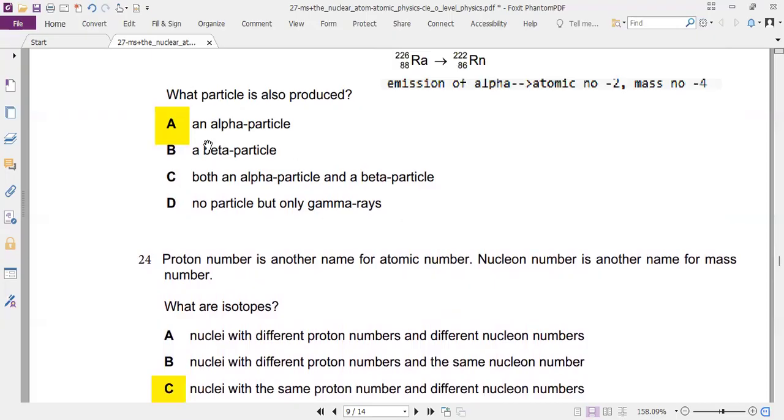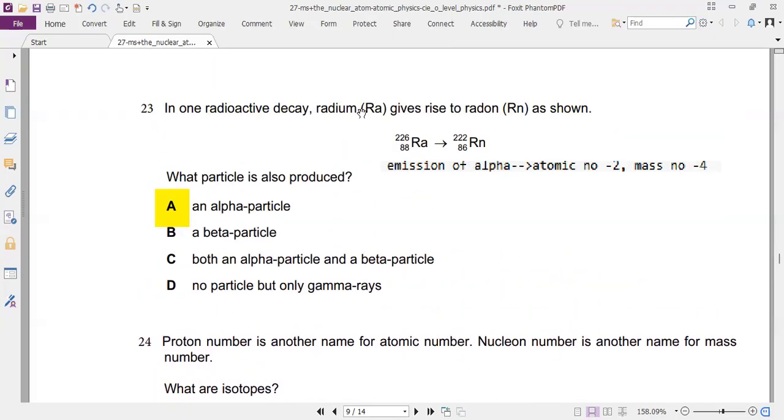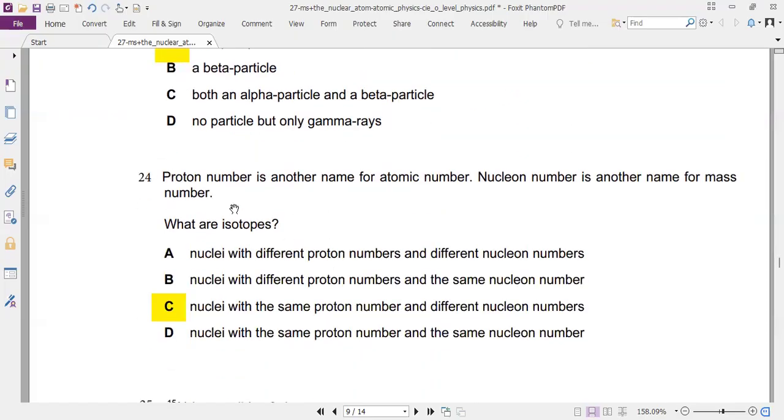Let's see why other choices are wrong. Well, we can't predict that radium will emit a beta particle, or both, or no particles. It's a strange question, but just remember this one.